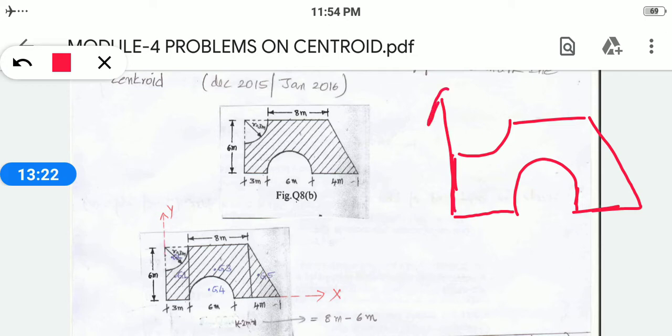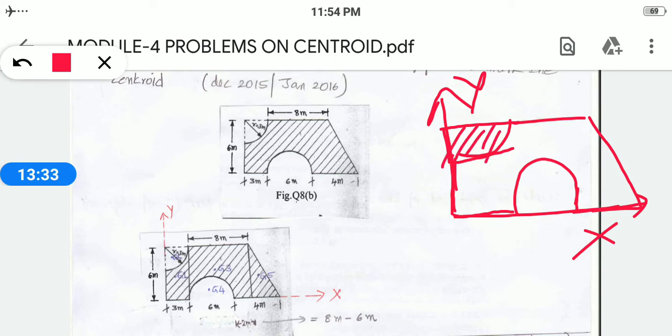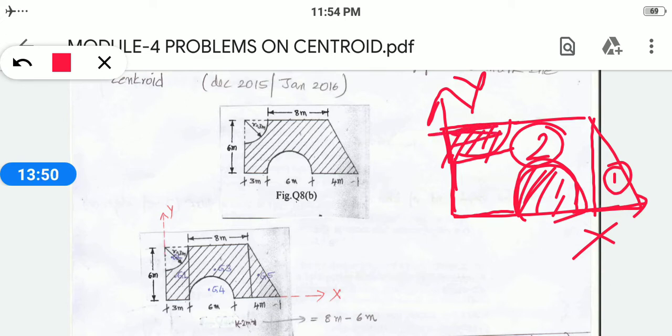If they are not giving any x and y axis, you can take it at the bottom of your diagram. So you consider this as one of your quadrant circle, so you can neglect this. This you consider as semicircle and you can neglect this. For the others, you can divide it into two parts. One is your triangle and the other one is your rectangle. From the rectangle, you are going to deduct two parts, that is, one is your quadrant circle and the other one is your semicircle. So you'll get the remaining portion.